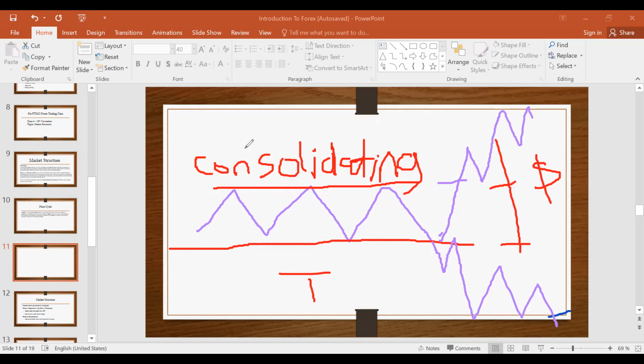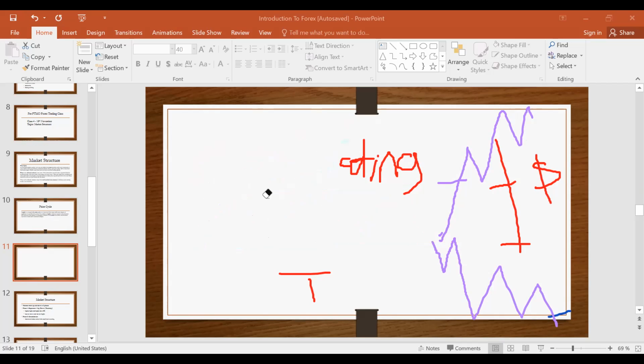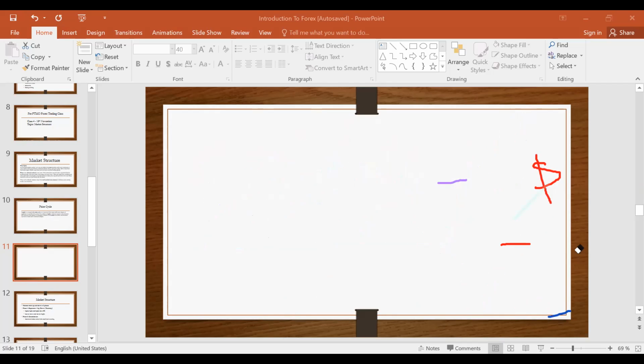So we've shared three things about the market structure. That the market, one, can go up and down in an uptrend. Two, you can go down and up in a downtrend. And three, it can consolidate. So those are the three important phases that the market goes through. So the market goes in phases.